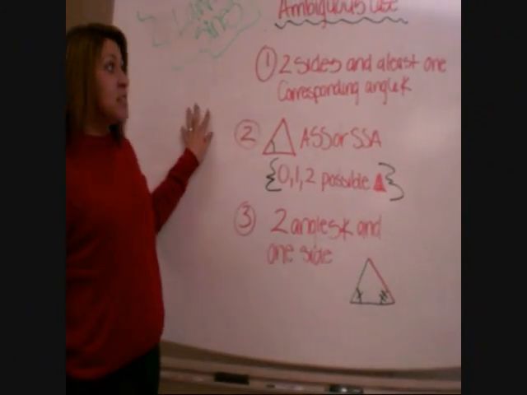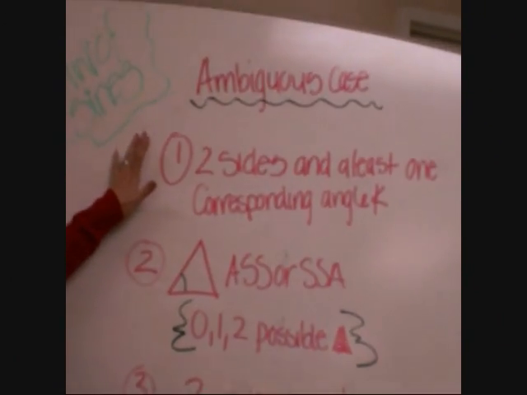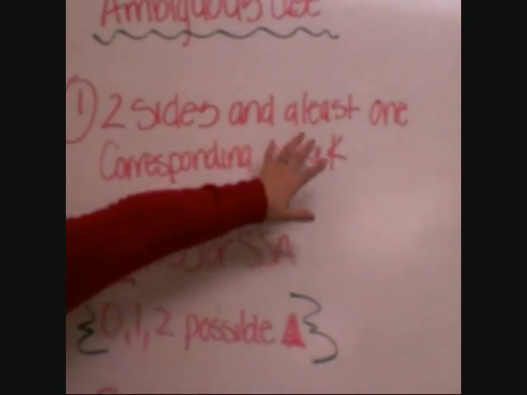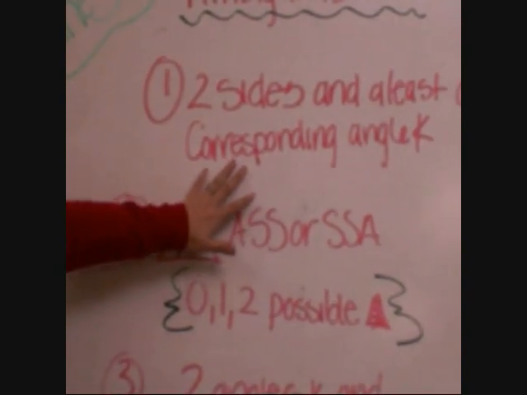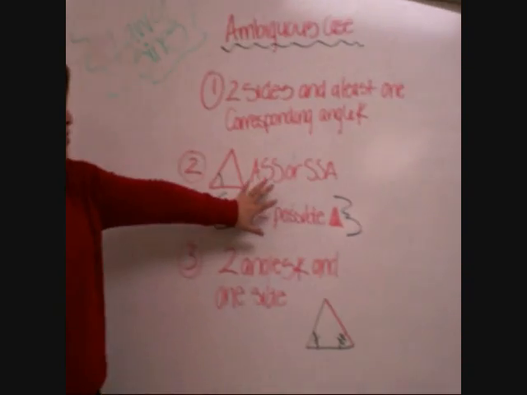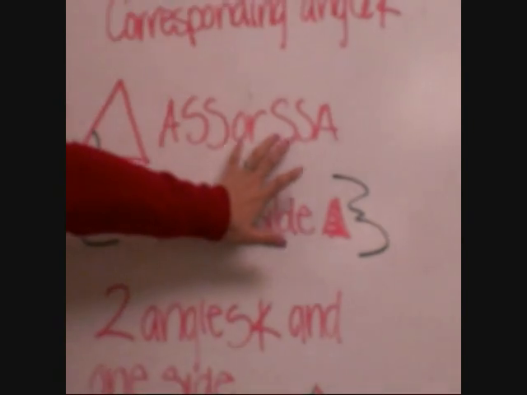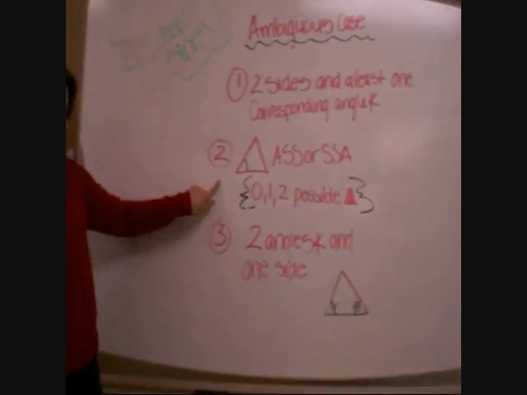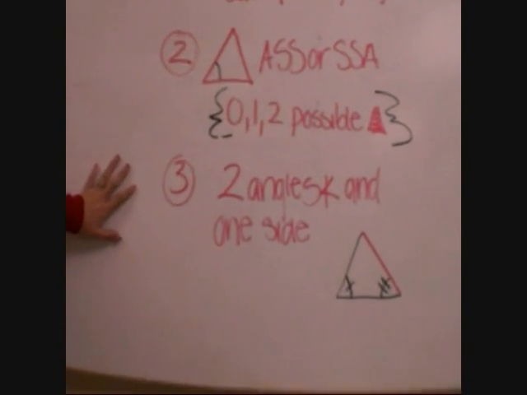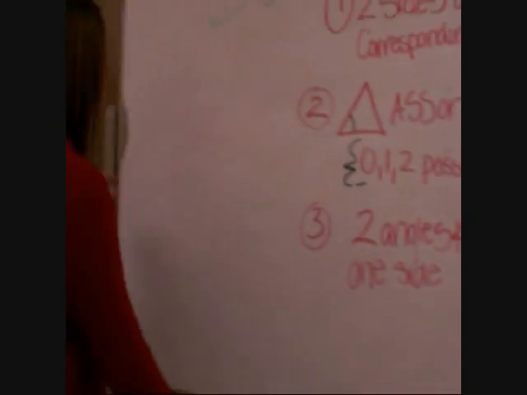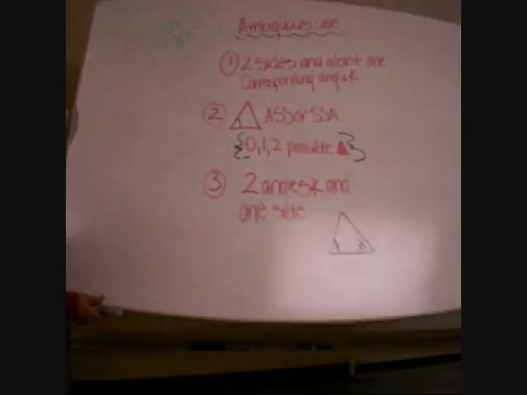Today we're going to do law of sines for the ambiguous case. The first thing you have to know is that you need two sides, and at least one side has to correspond with the angle. You at least have to have an angle and two sides, or you can have it backwards. There's only 0, 1, or 2 possible triangles. And the third case is two angles and then one side, like so. Now let's test it out.